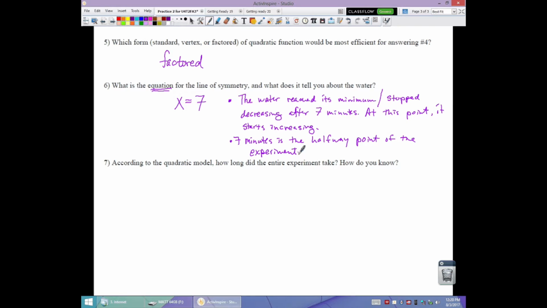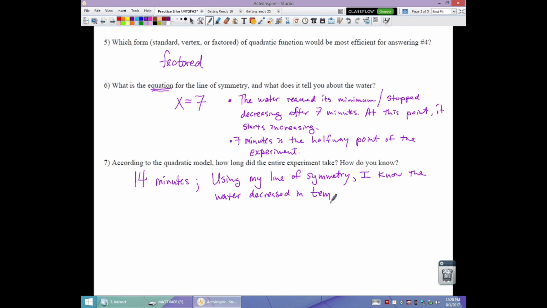And then lastly, how long did the entire experiment take, and how do you know? Well, again, if the 7 minutes was the halfway point, then the whole thing took 14 minutes. Using my line of symmetry, I know the water decreased in temperature for 7 minutes. Therefore, it will take another 7 minutes to return to original temperature. And we're done.